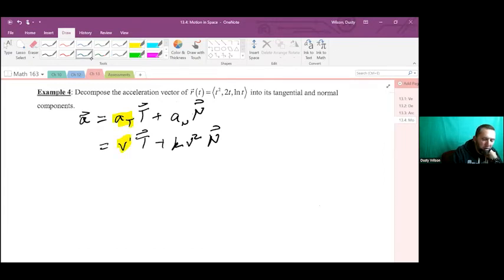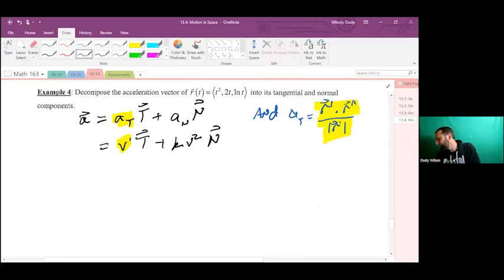So for our a_t, we can add a couple formulas. So we can have a_t is equal to r prime dot r double prime all over the magnitude of r prime. And so this is another formula for that tangential component of the acceleration.